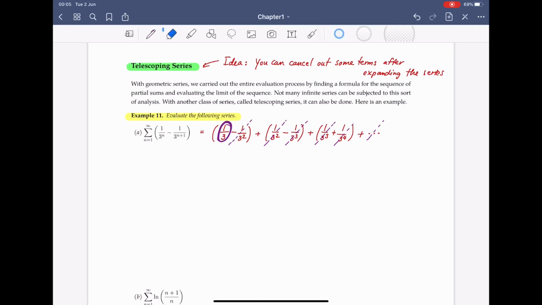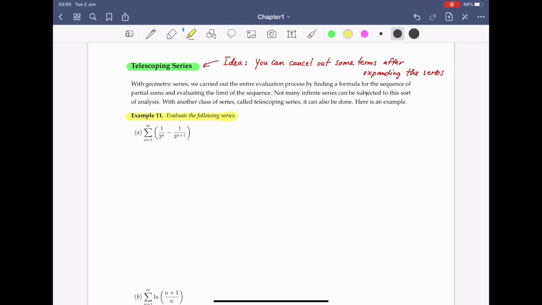So we're going to do this more formally. What I'm going to do is compute the partial sum Sn first, and then I will take the limit when n goes to infinity. Alright, so let's consider the partial sum Sn. So Sn is going to be the summation of 1 over 3 to the k minus 1 over 3 to the k plus 1, k from 1 to n.